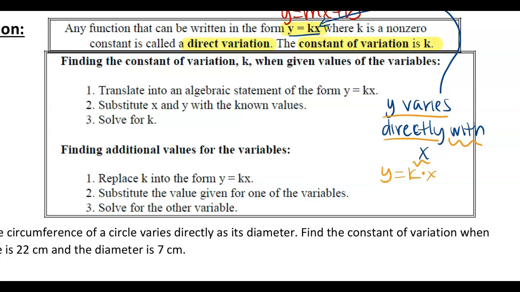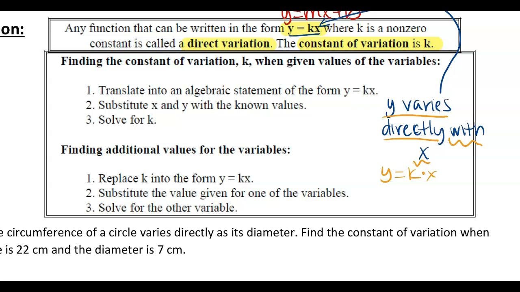So we're going to go ahead and look at a few steps, and then we're going to go ahead and do a couple questions. So the steps that we're going to do in order to find our constant of variation are these three guys here. We're going to translate our problem into the algebraic statement, into y equals kx form. We're going to substitute the x and the y for your known values, and we're going to solve for k. You've seen this before, guys. It's back in Algebra 1, so it's a lot of refreshing your memory as to what you've previously seen.